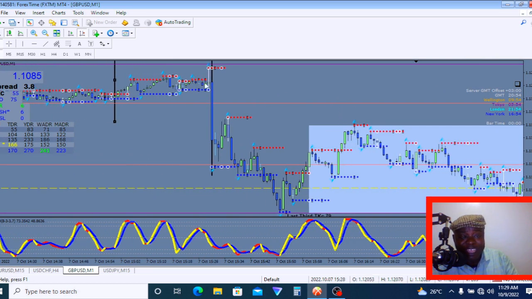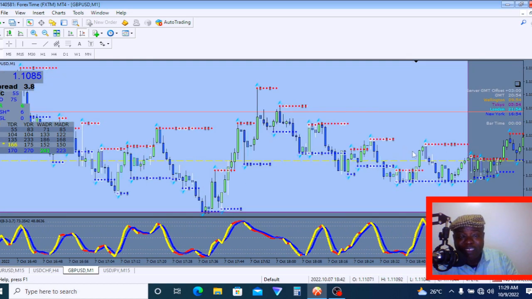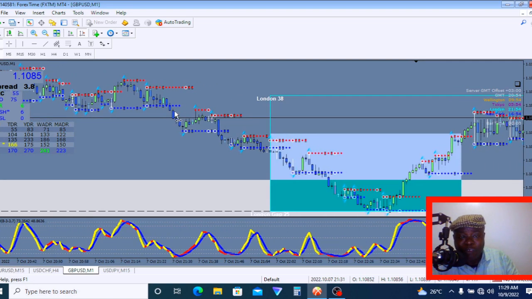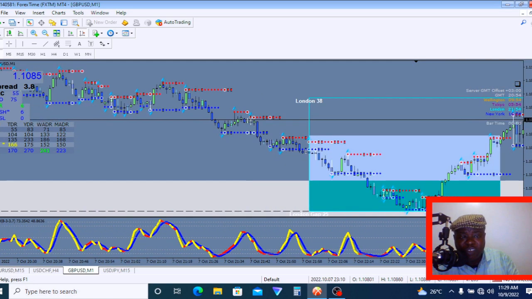Look at the way it's run down. You see how the prices are running down. It run down to this place. Look at the way it goes. You see the way it moves. Continue to move.